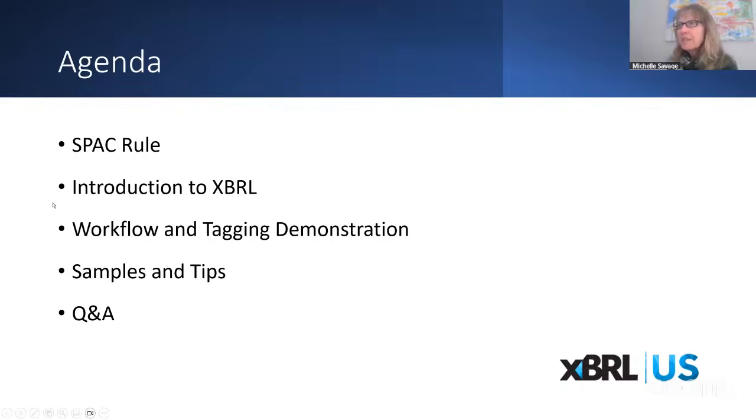The program today, we're going to focus first on the SPAC rule. We'll then go through an introduction to XBRL. We'll then talk about workflow and tagging and provide you some demonstrations there, get into samples and tips, and finally Q&A.